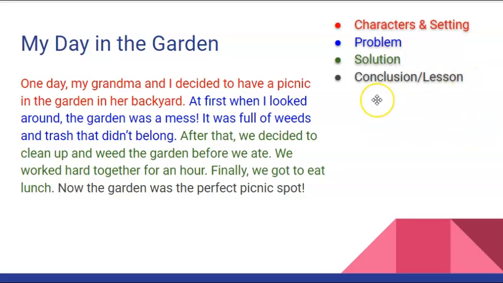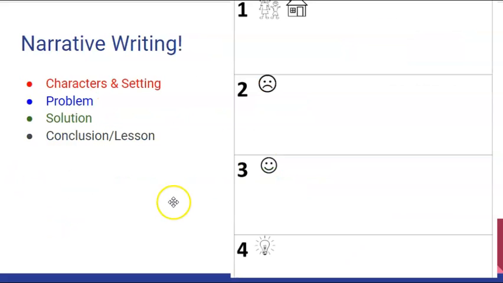Let's see my conclusion. Now the garden was the perfect picnic spot. I chose that as my conclusion because it wrapped up the story. It told the reader that I was done writing and what happened in the end. The garden was a perfect picnic spot. So you see how Miss Kelly used all 4 components of a narrative writing to be able to write her story. You are going to be doing the same thing. You're going to have characters in a setting, a problem, a solution, and a conclusion. If you'd like to include a lesson, you can do that as well.